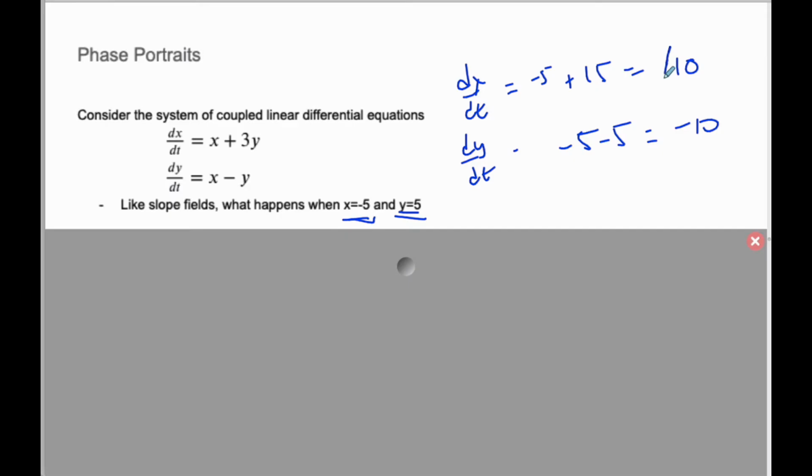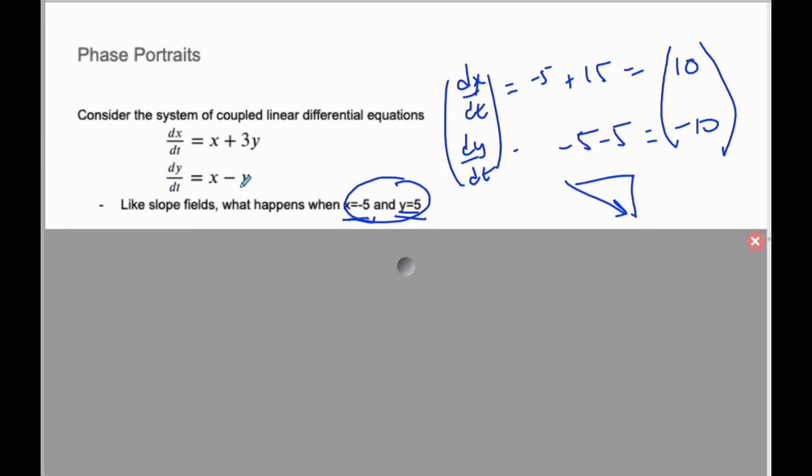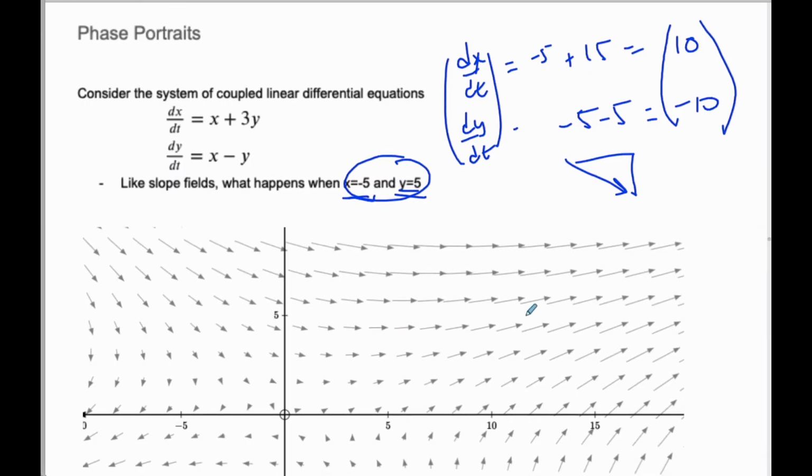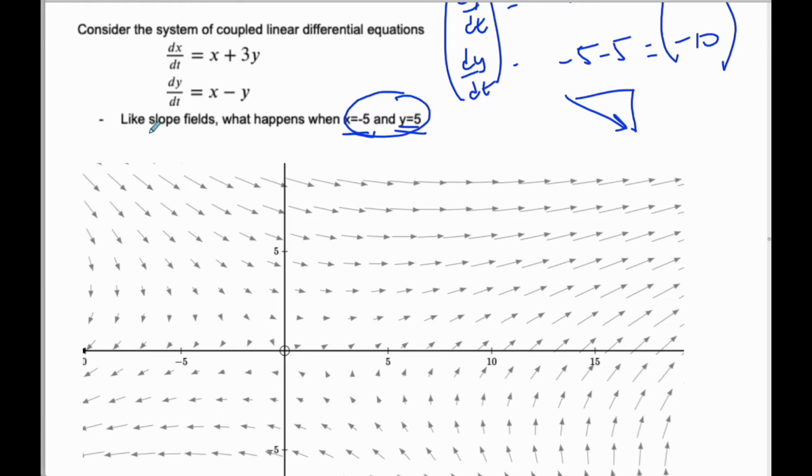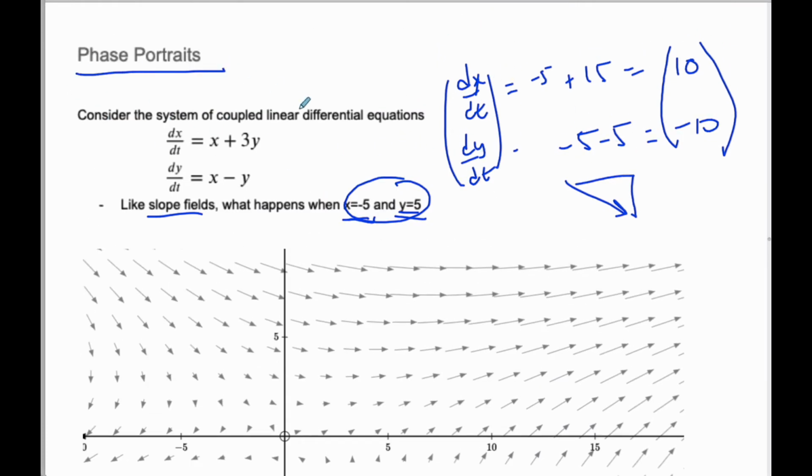And so this is a vector. At the point (-5, 5), I know that this vector of rates of change is going 10 in x and then -10 in y. It's going in this direction here. Every single point x and y can be shown as this vector. And so here is, like slope fields, the phase portrait. That's what this is called, the phase portrait.